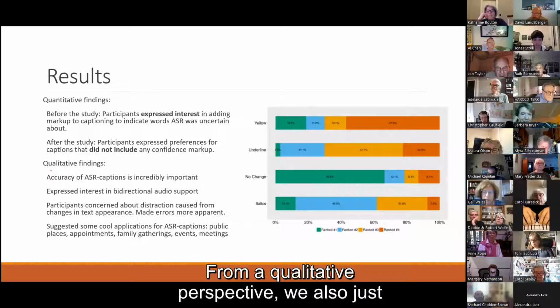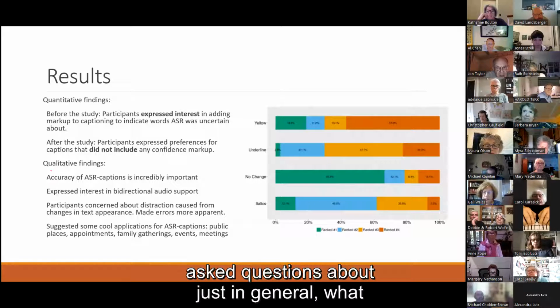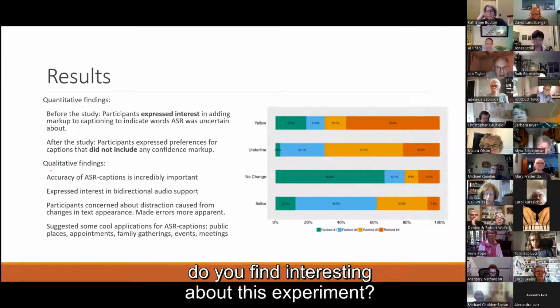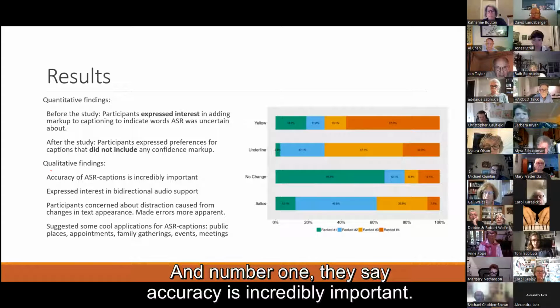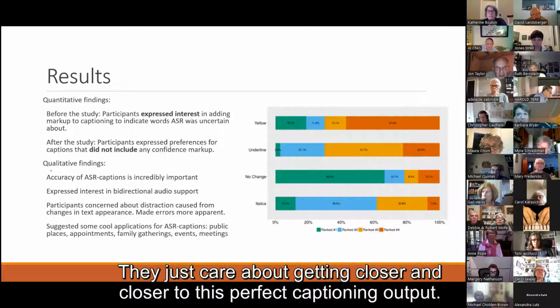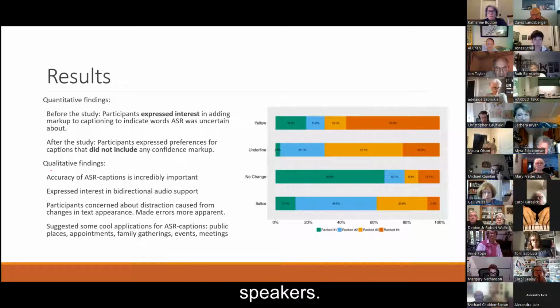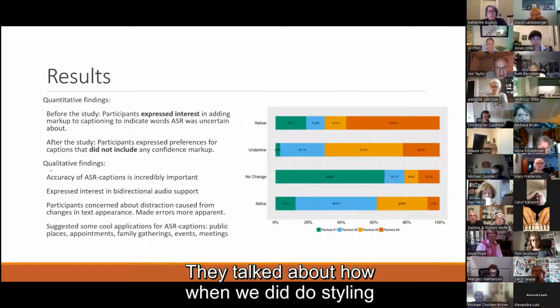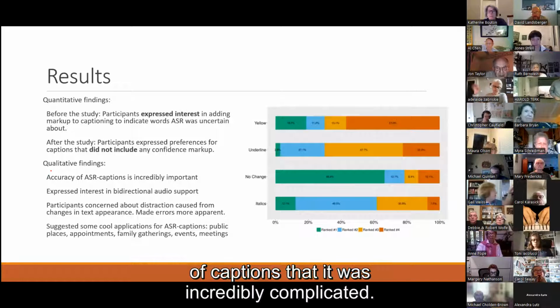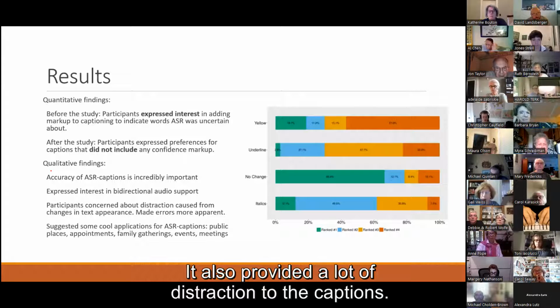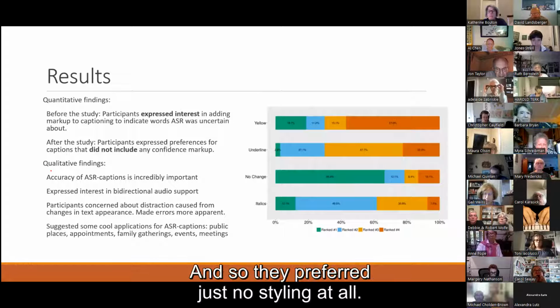So super interesting. From a qualitative perspective, we also just asked questions about, in general, what do you find interesting about this experiment? And number one, they say accuracy is incredibly important. We just care about getting closer and closer to this perfect captioning output. They also talked about the idea of having multiple microphones that could pick up multiple speakers. They talked about how when we did do styling of captions, it was incredibly complicated. It also provided a lot of distraction to the captions, and so they preferred just no styling at all.